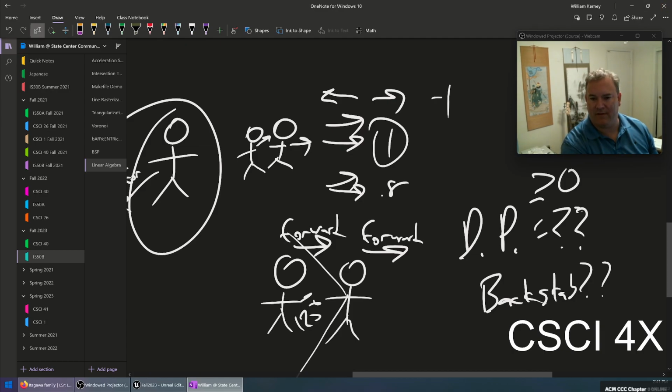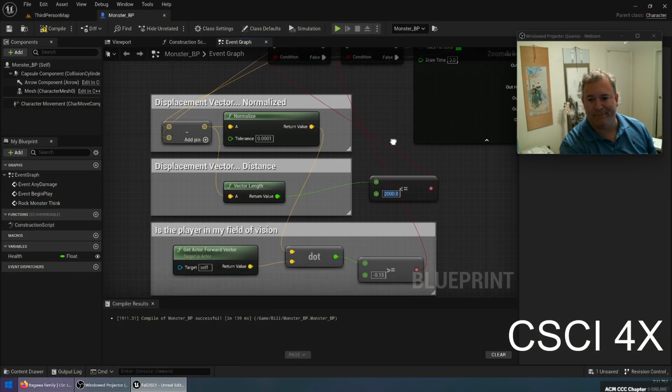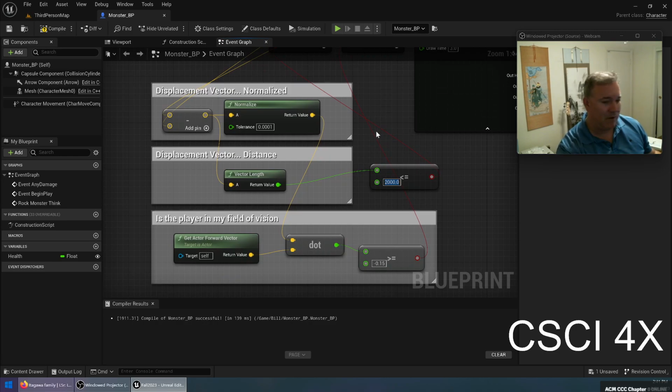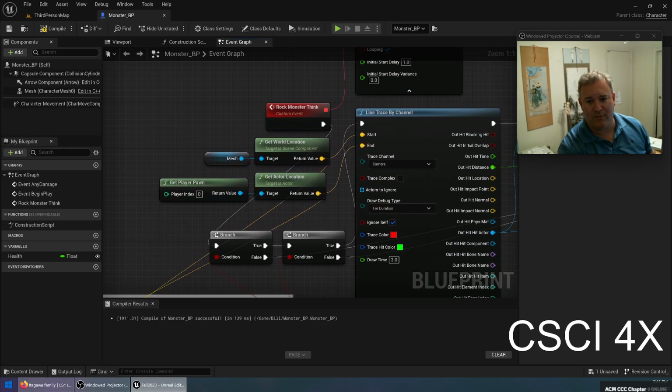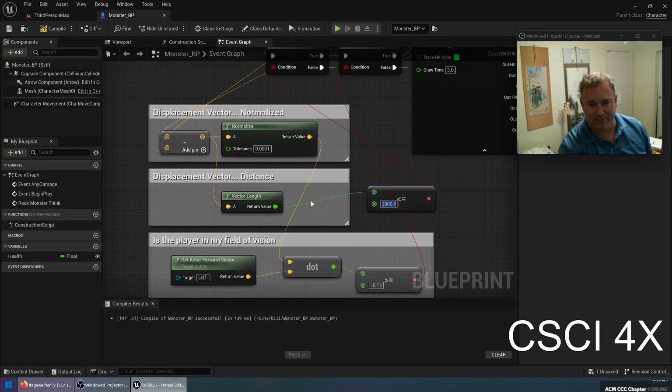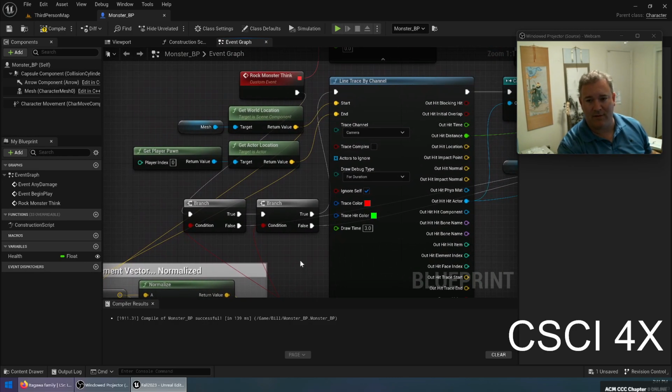My point is that the dot product is used everywhere. So yeah, it's easy to say, oh yeah, I understand this, sure. But you need to actually go out and do it. And so that's what your homework is going to be for today. I want you to add these restrictions on the monster. And then I want the player to do double damage if they are behind the monster.